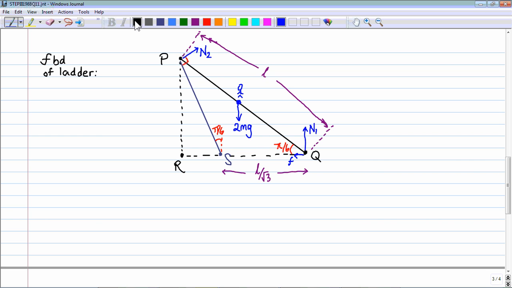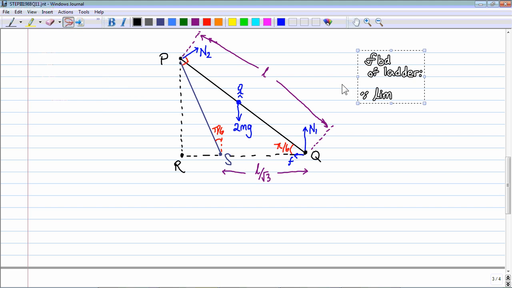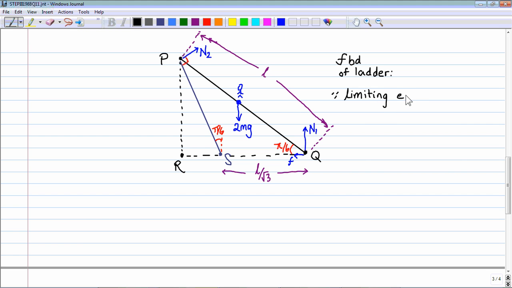So let's see what else we know. Sorry, let me take all this to the other side. Over there, there we go. Now we know we have limiting equilibrium. So what does that tell us about these forces? It tells us that F is equal to mu times N1, where mu is the coefficient of friction at Q. Okay, so that's nice.